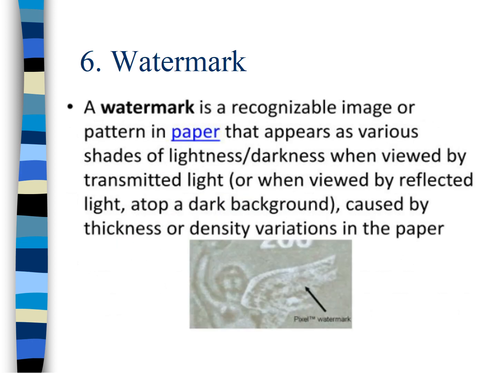Okay, the next one is watermark. So a watermark is a recognizable image or pattern in the paper that appears as various shades of lightness or darkness when viewed by transmitted light. So macam duit kan, contoh duit. So dekat duit tu dia ada dia punya watermark lah. Ni duit daripada luar negara lah. So duit dekat Malaysia pun dia ada watermark. So this watermark also can be used for the analysis in the transmitted light.